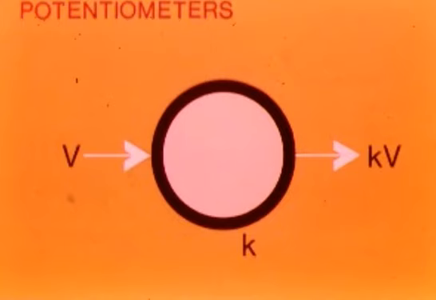Potentiometers multiply a variable by a constant, here represented by k. Parameter values and other constants are set into the computer program using potentiometers.